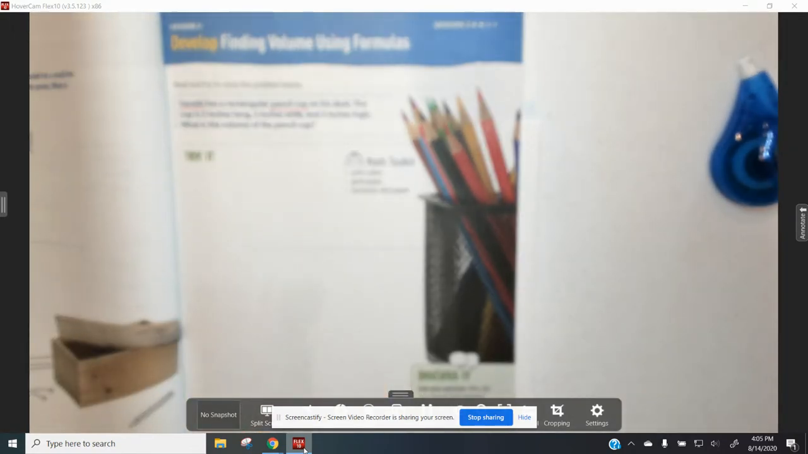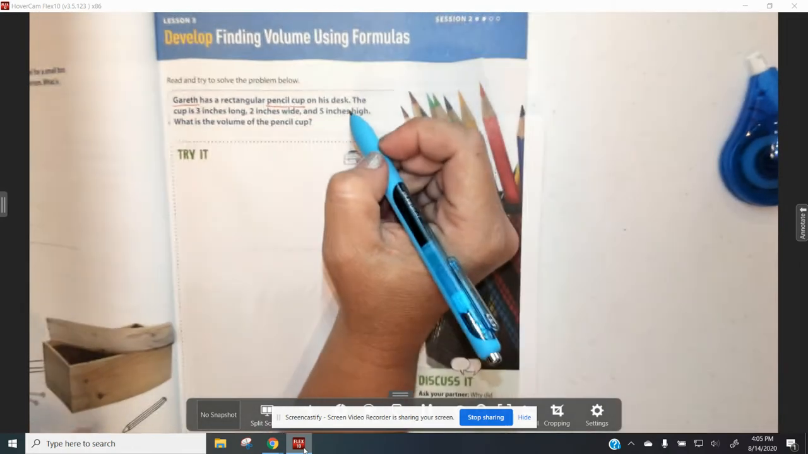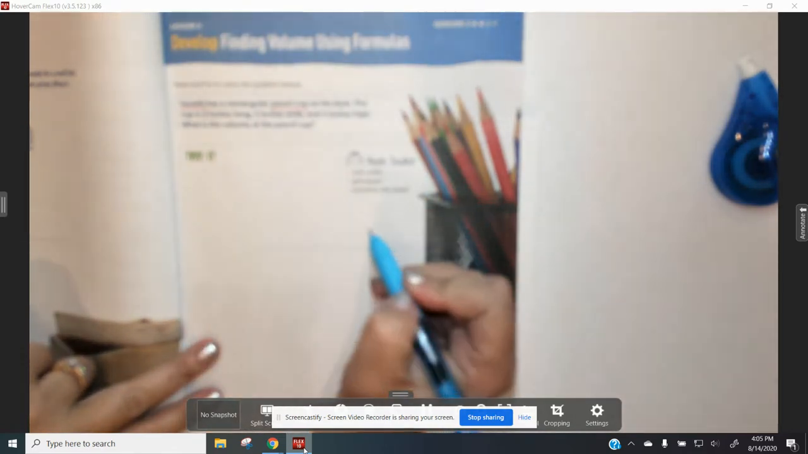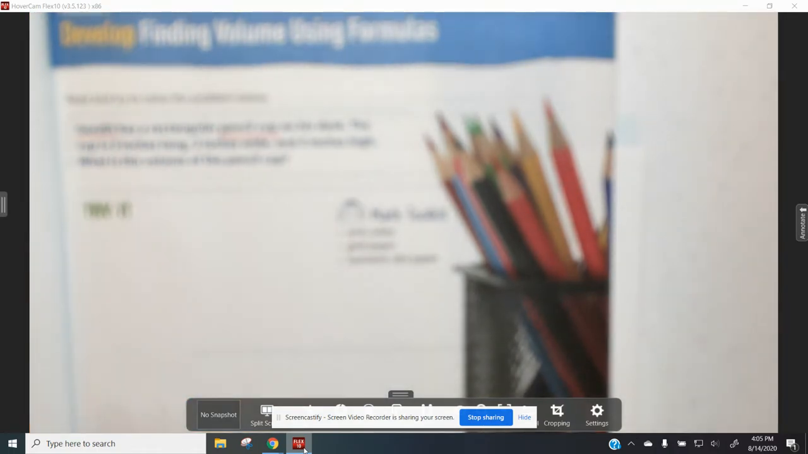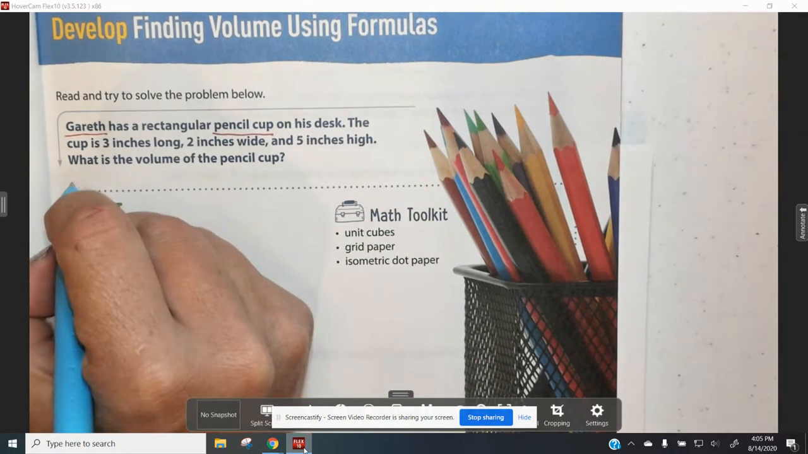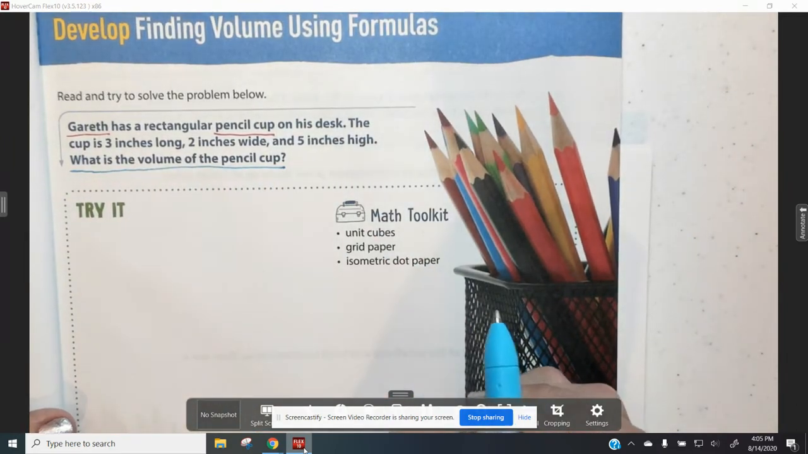Okay? So, what are we trying to find out in this problem? What is it that we're trying to solve? Usually what we're trying to solve is the question. What's the question in the problem? In this case, the question we're trying to solve is, what is the volume of the pencil cup?